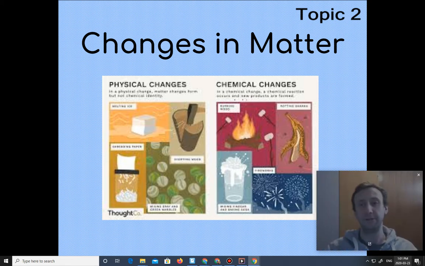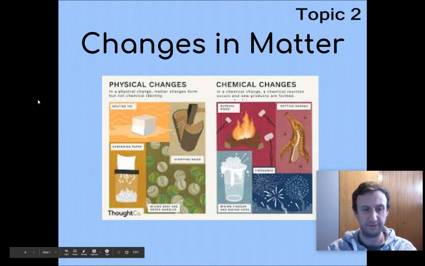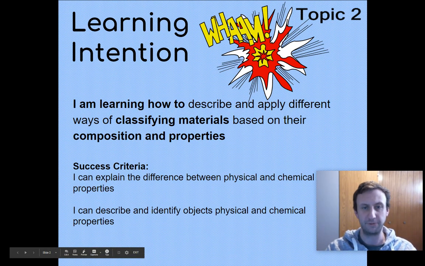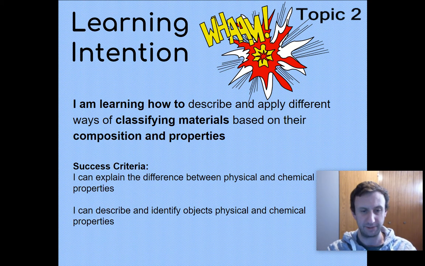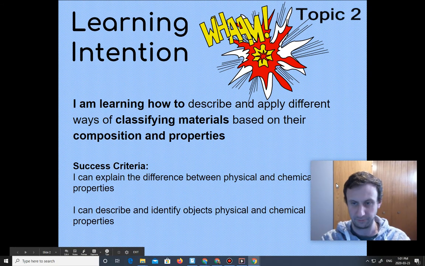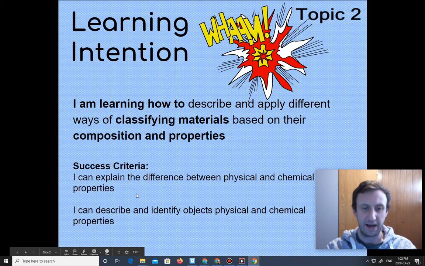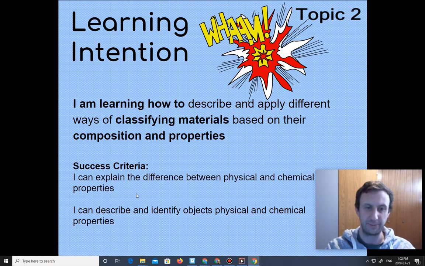What we're going to cover is a few things in this particular lesson. So, first of all, learning intentions are how to describe and apply different ways of classifying materials based on their composition and properties. Your success criteria: I can explain the difference between physical and chemical properties, and I can describe and identify objects' physical and chemical properties.